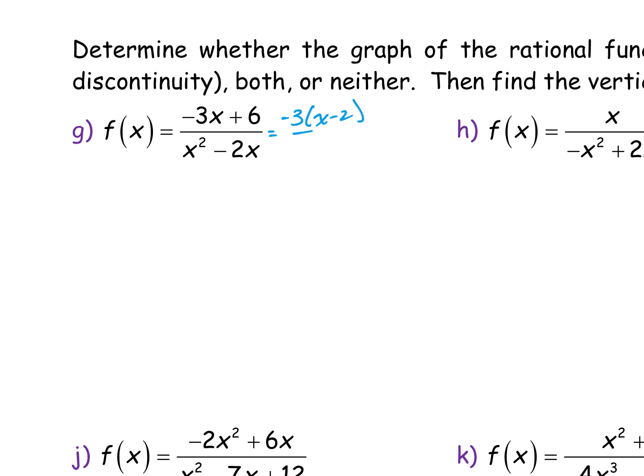X minus 2. X minus 2. If I do something that you guys don't understand how I got it, please let me know so I can go over it. So the hole for the first one is at 2, negative 3/2. And the vertical asymptote would be x equals 0.